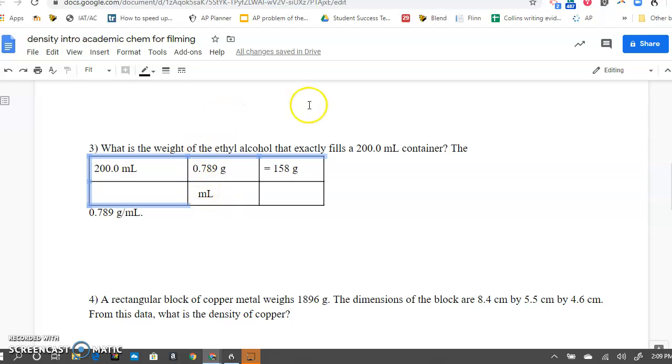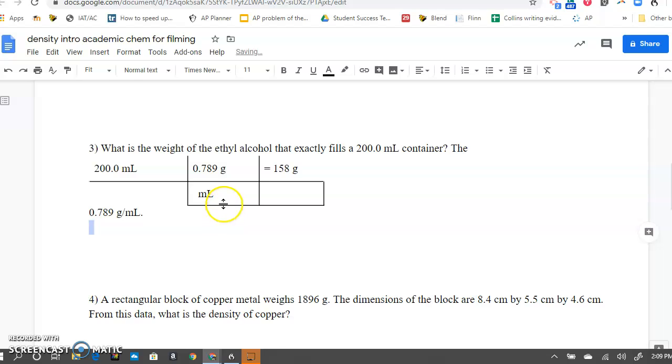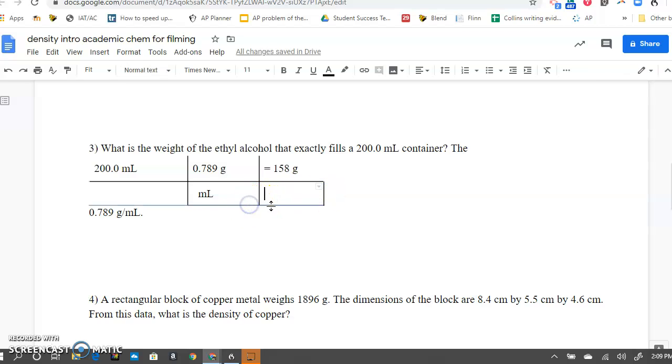For some reason, it's not liking that. Then I'm going to go up to my menu, and I'm going to go to white. You'll see that that took out the majority of them. And I don't care if you leave the boxes, that's fine.